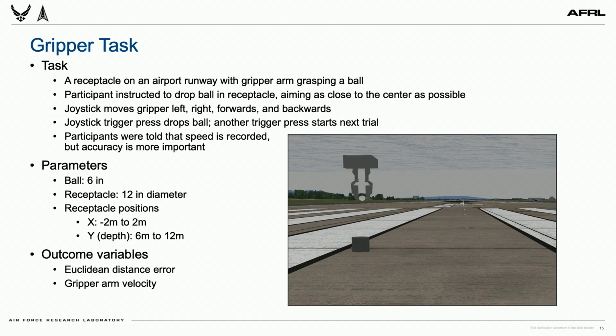Our outcome variables for this task were Euclidean distance error, which was just the total error from the center of the ball when it dropped, or sorry, when it first hit the ground or the can, to the very center of the receptacle. And then gripper arm velocity to give you an idea of how long their decision-making process was, which was simply the distance between the original position of the gripper arm and the receptacle divided by the trial time.